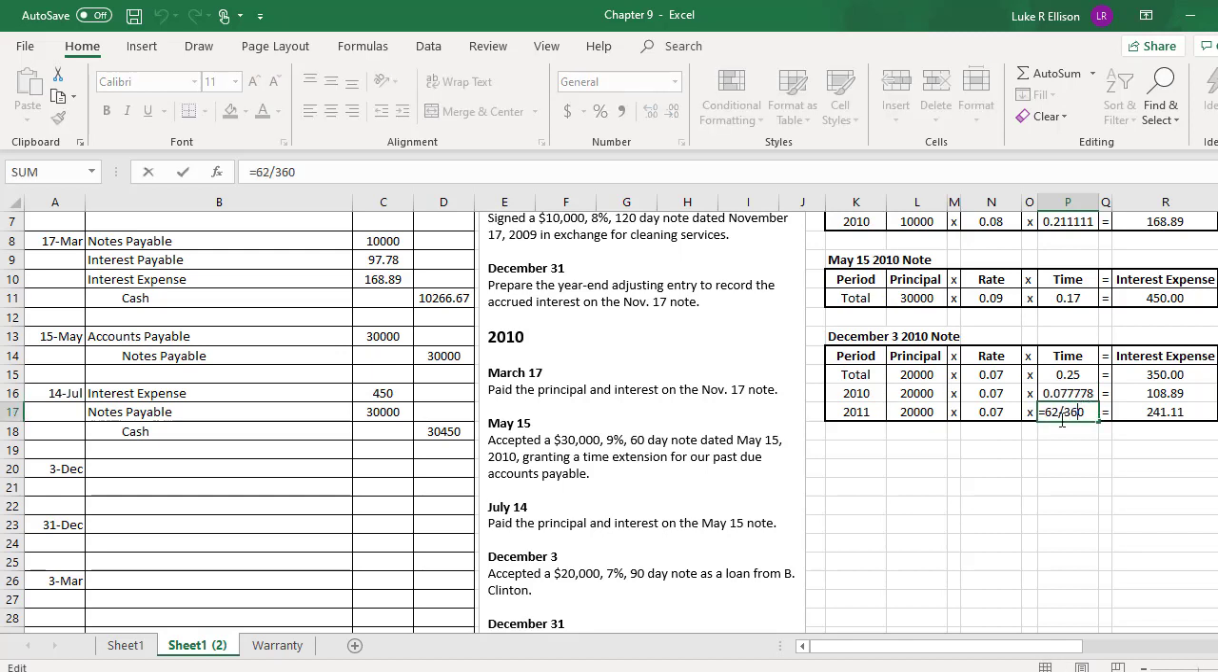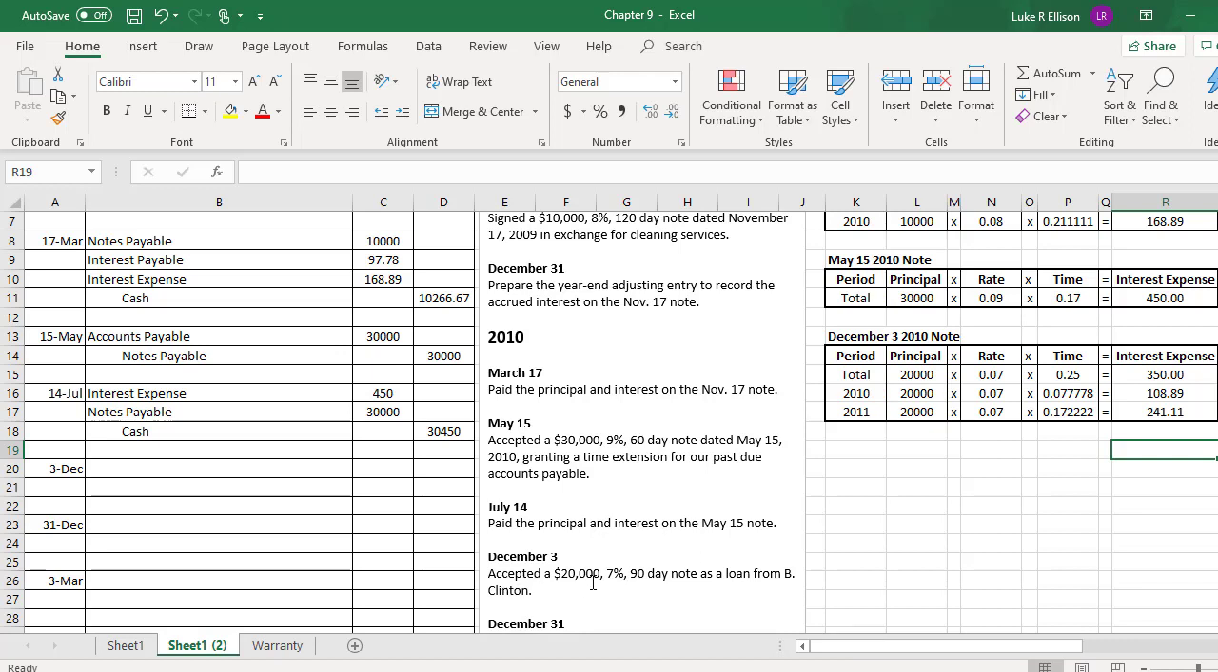And then to find the 62 days in 2011, you can just take the 90 days in total and subtract the 28 that you recorded in 2010 to get 62 days. And if you multiply the principal times the rate times the time, you should get these 3 numbers for the interest expense. So now let's record the journal entry.